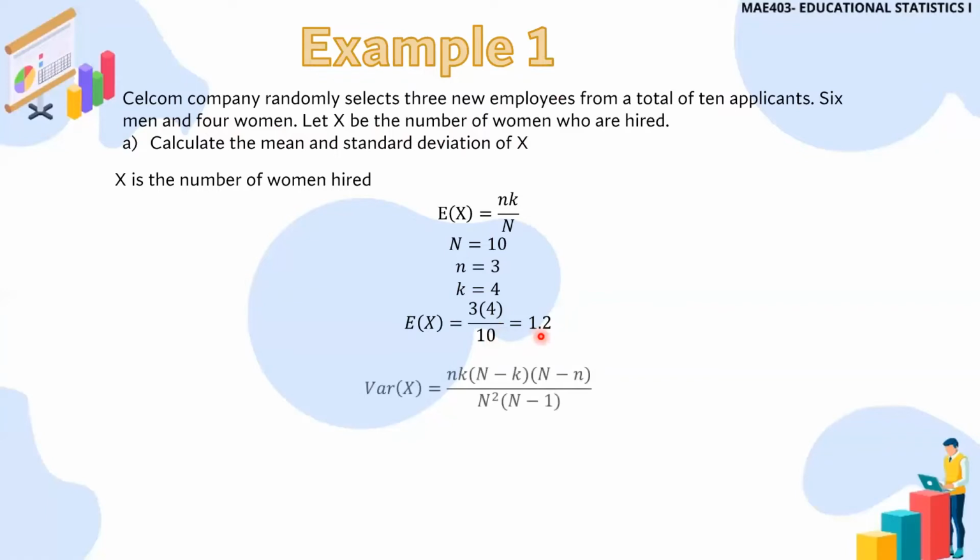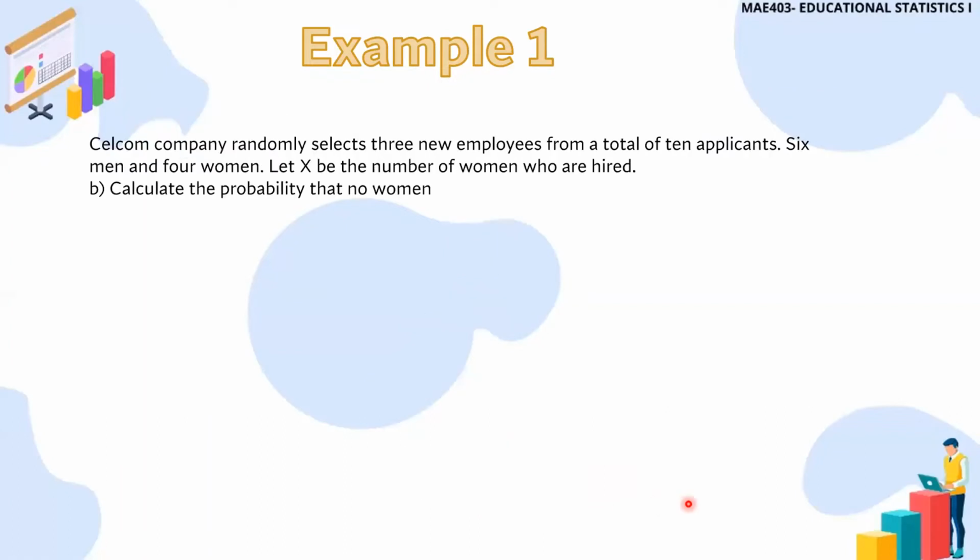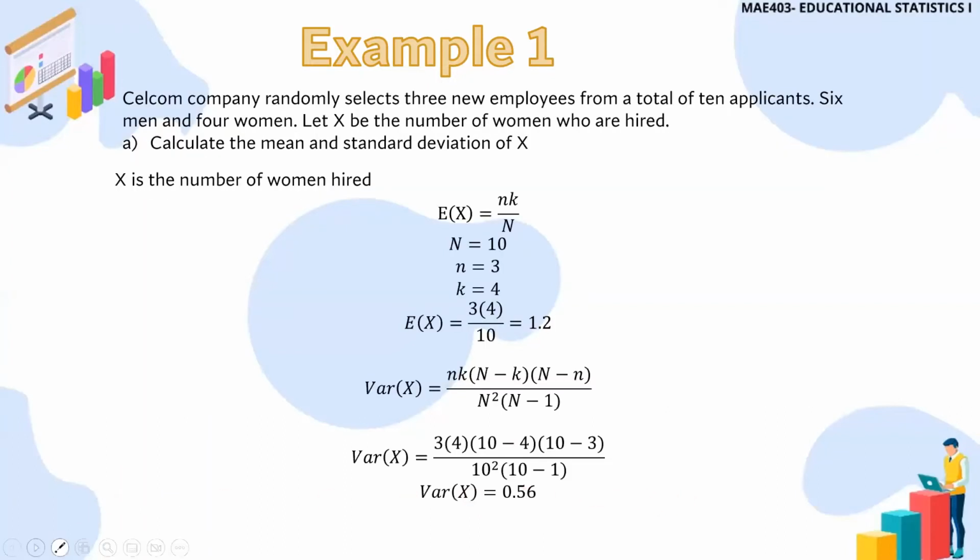Then next is to find the standard deviation. Standard deviation is the square root of the variance. So the sample size is 3 multiplied by K, which is 4, times 10 minus 4, times 10 minus 3, divided by 10 squared times 10 minus 1. The variance is 0.56. Then the standard deviation is the square root of 0.56.